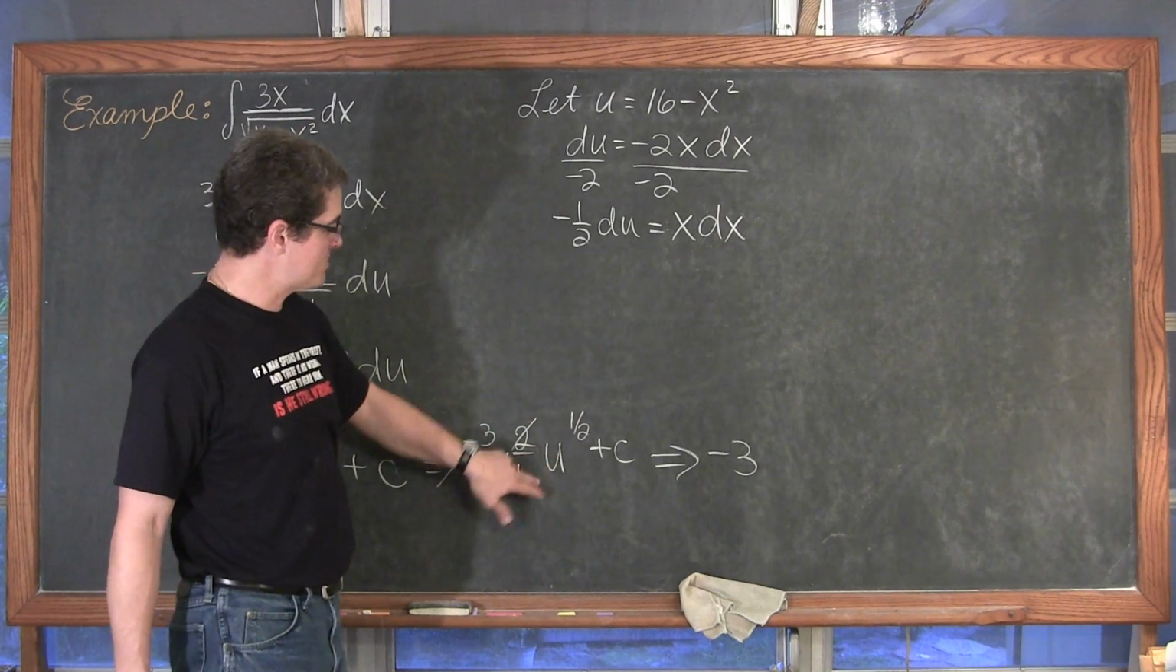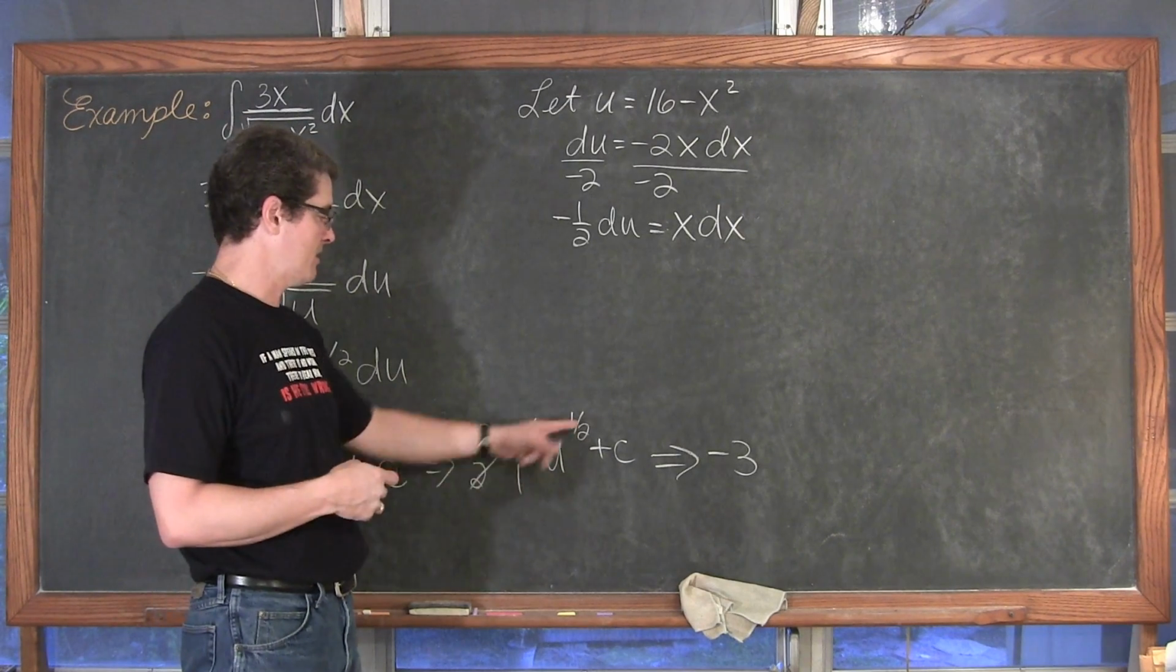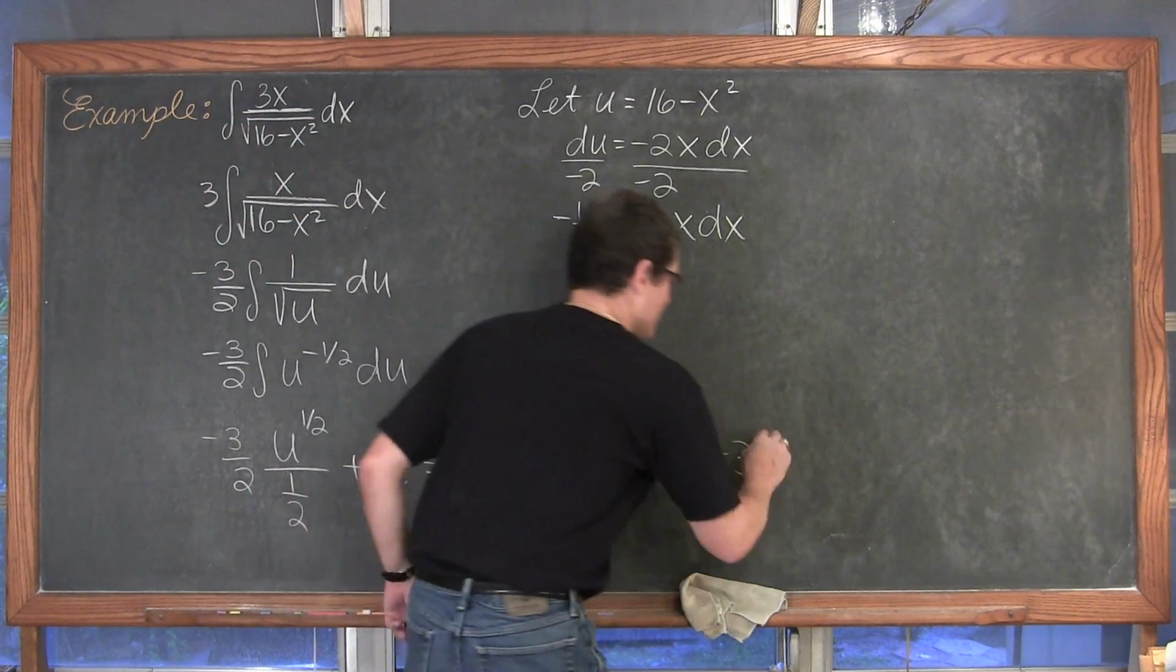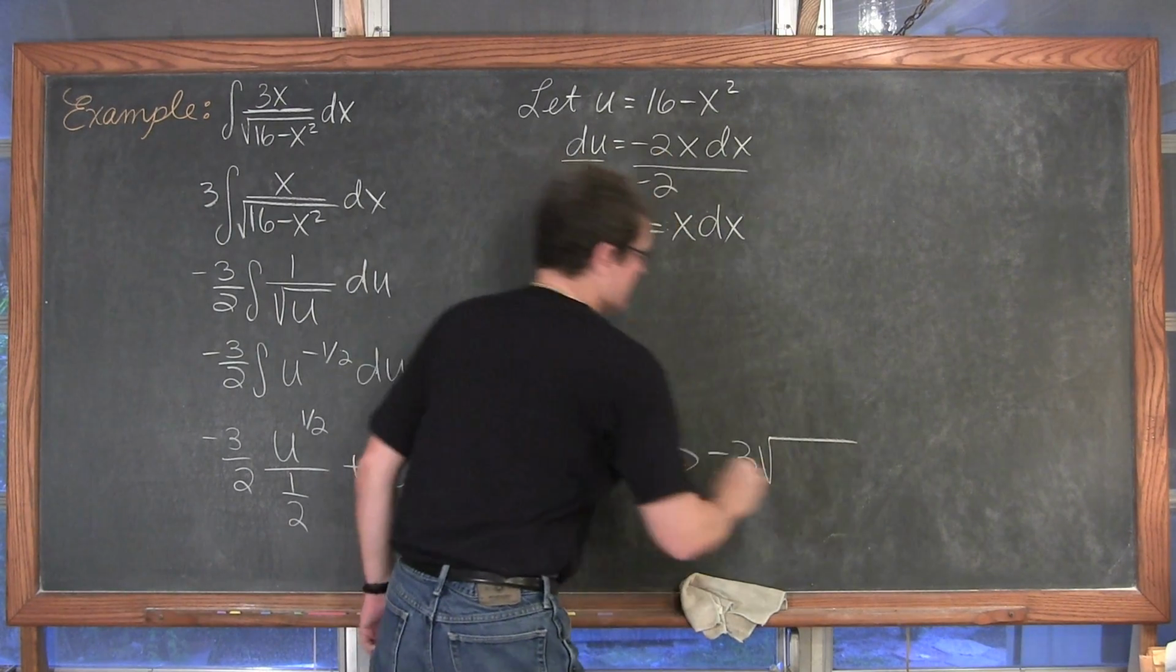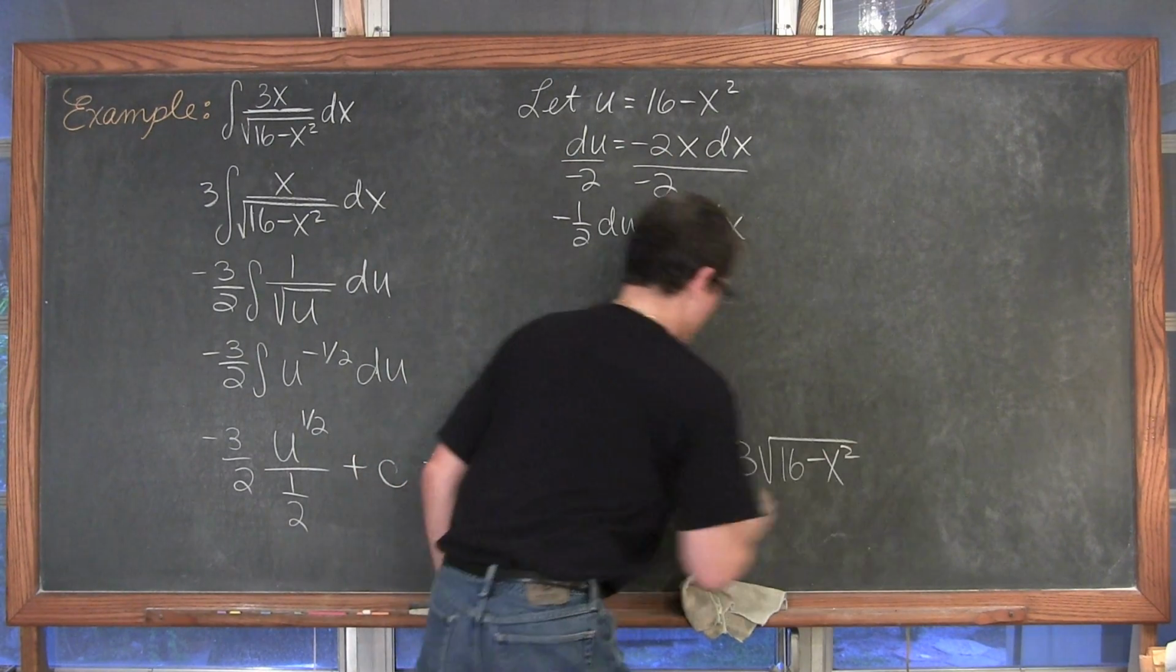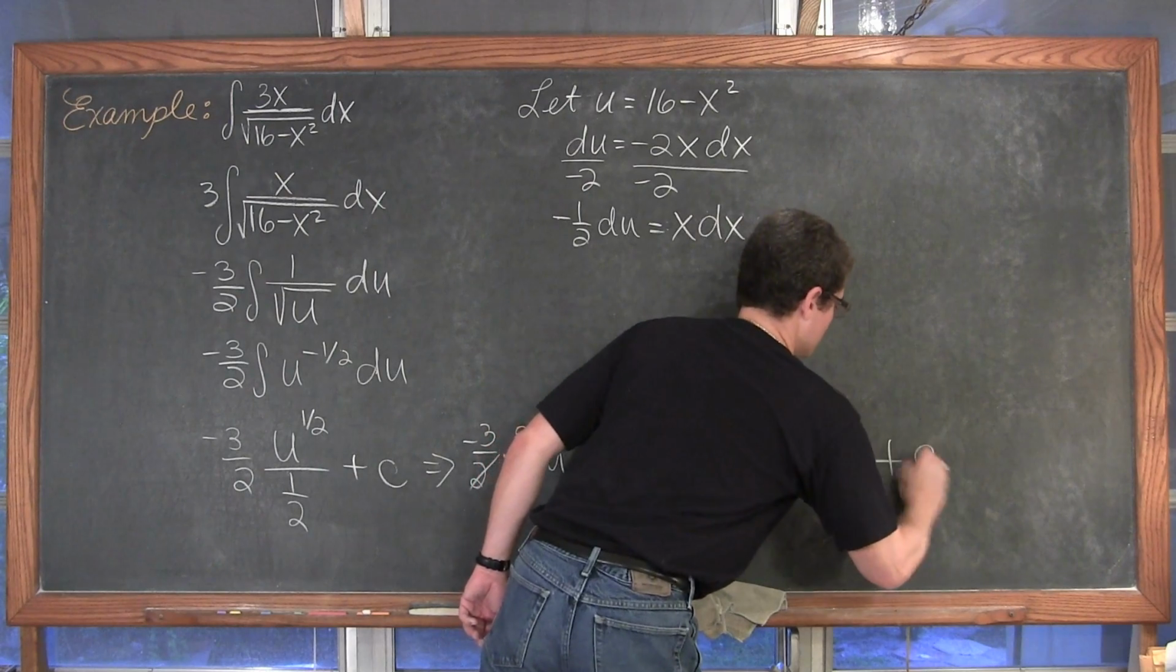The u, of course, started off as 16 minus x squared, and it's u to the 1/2 power. So I can put that u in and then also write that as a square root again. So we have negative 3 times the square root of 16 minus x squared plus c.